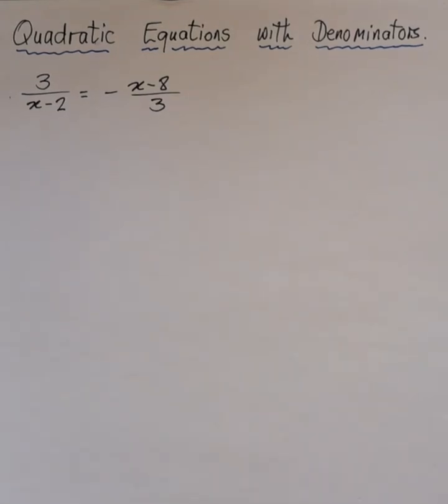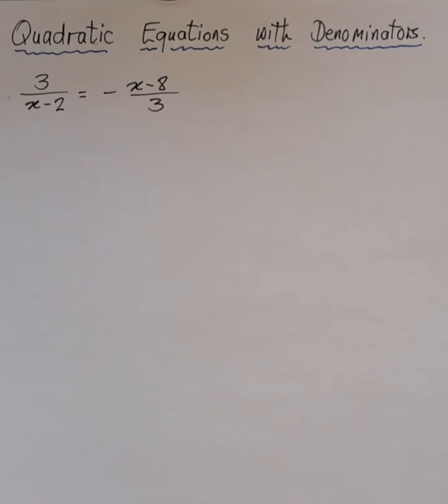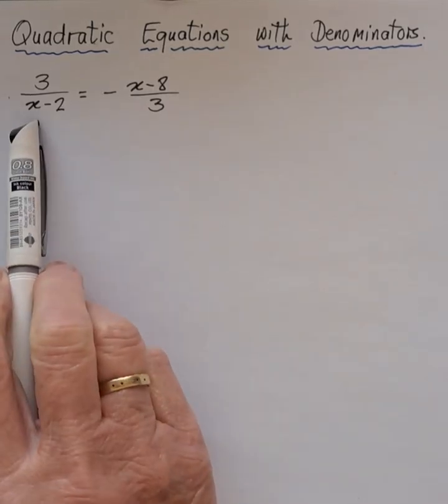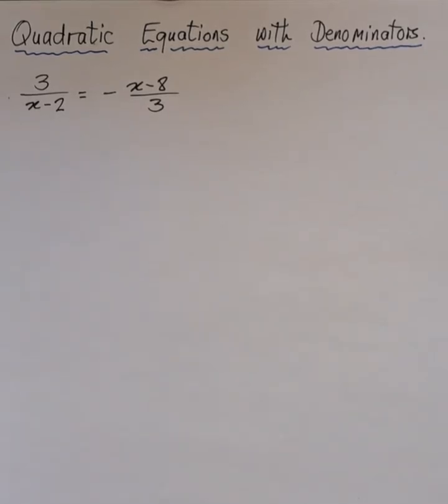Morning. Today let's go a step further with quadratic equations and have a look at ones that include a denominator. As soon as we have a denominator, we first of all have to eliminate it, which means finding the LCD. But there's another aspect to having a denominator, especially when there's a variable in the denominator. So let's look at the LCD first of all.